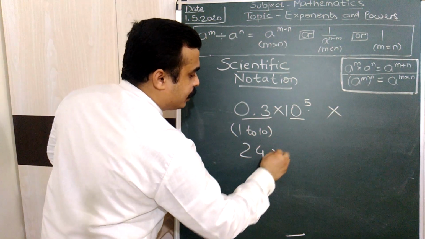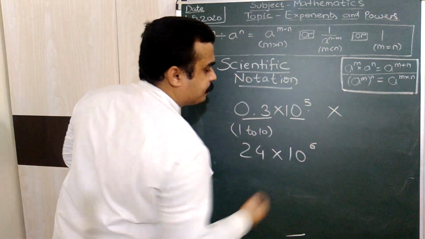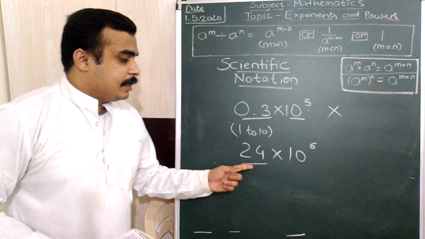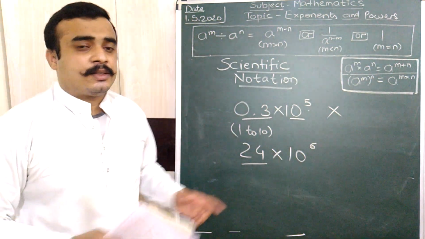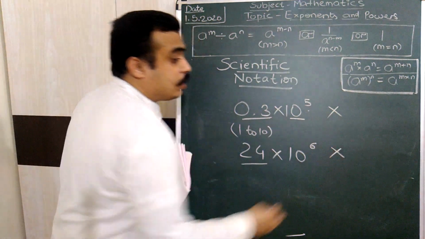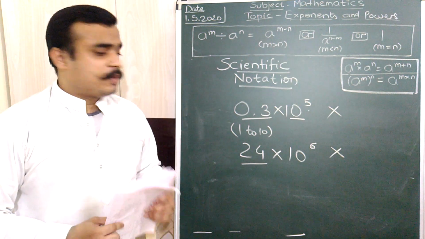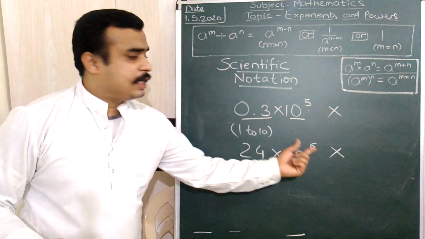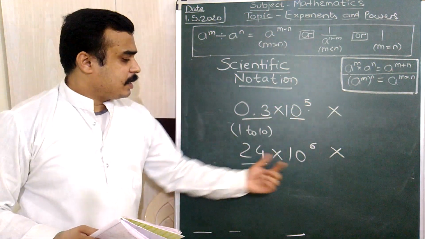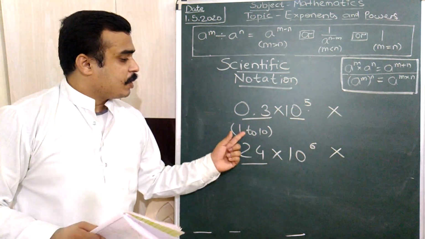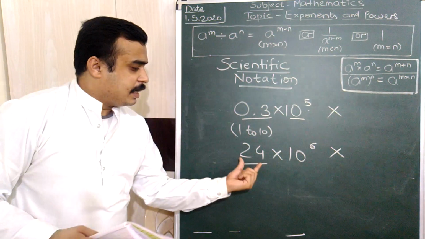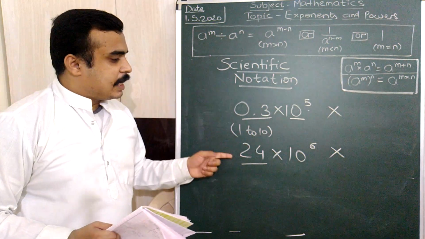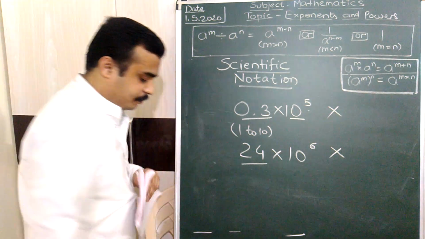Suppose we have 24 into 10 raised to power 6. So when we check the first part, it is also not coming between 1 and 10. So this is also not a scientific notation. Of course, here we have the power of 10, this 10 raised to power 6, 10 raised to power 5. But here also we require 1 to 10. The number we need in the first part must be between 1 and 10 only. So both the scientific notations are wrong.